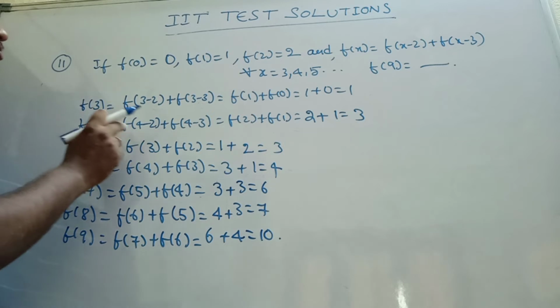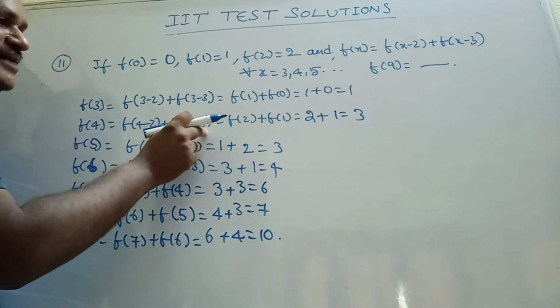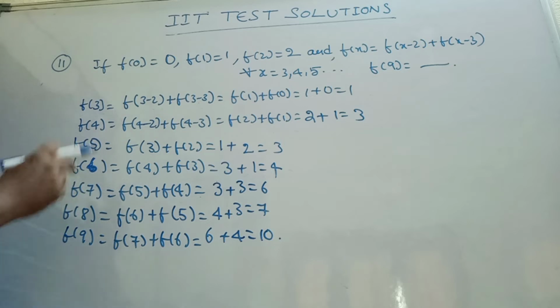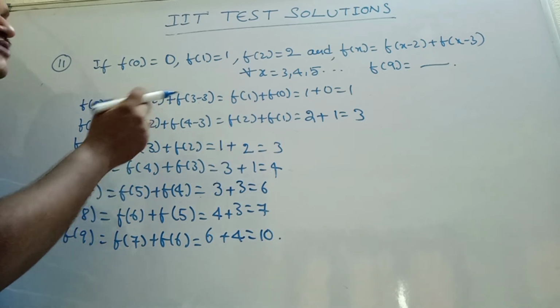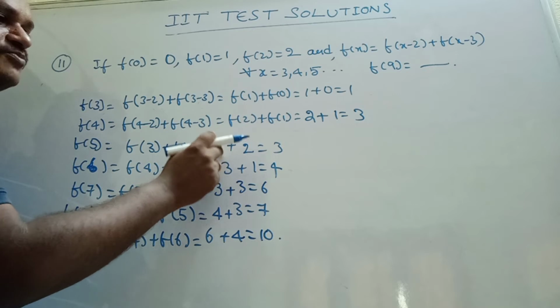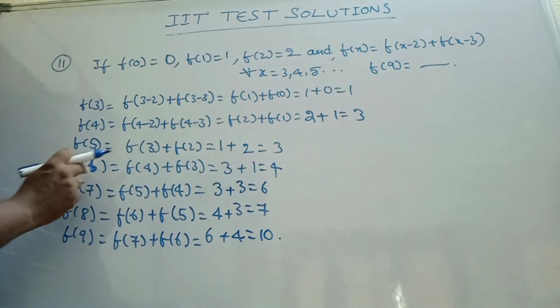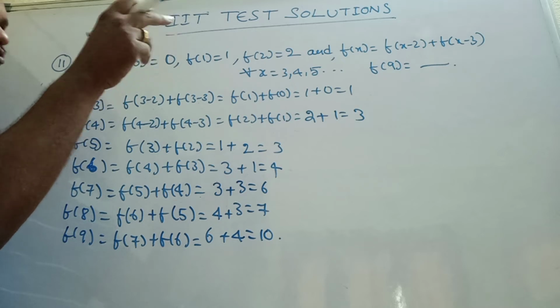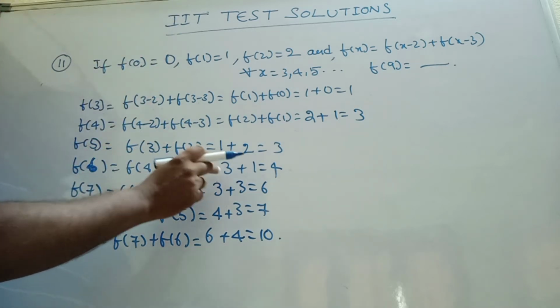Now f(4) equal to f(4 minus 2) plus f(4 minus 3). That is f(2) plus f(1). That is 2 plus 1 equal to 3. f(5) is f(5 minus 2) plus f(5 minus 3), that means f(3) plus f(2), that is 1 plus 2, that is 3. Like that, f(6) in the same way, by substituting, f(6 minus 2) plus f(6 minus 3). We will get 3 plus 1, 4.